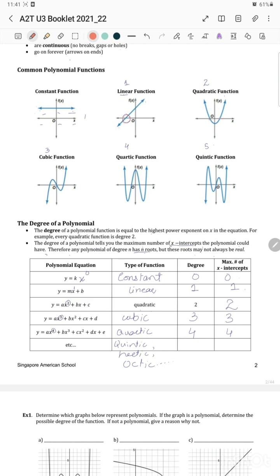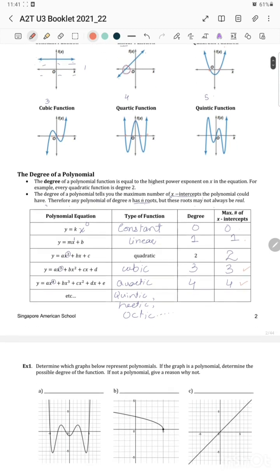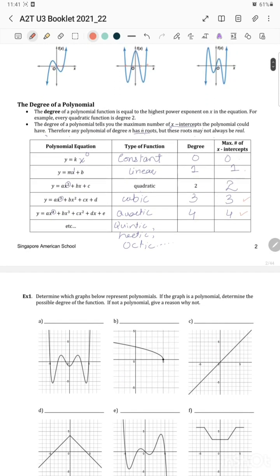Cubic function, so it's intersecting the x-axis at 1, 2, 3 points. So it has x-intercepts 3. Quartic function is intersecting 1, 2, 3, 4 points. So it has x-intercepts 4. So what are the x-intercepts? The number of points at which the function intersects with the x-axis. These are called the roots of the function.